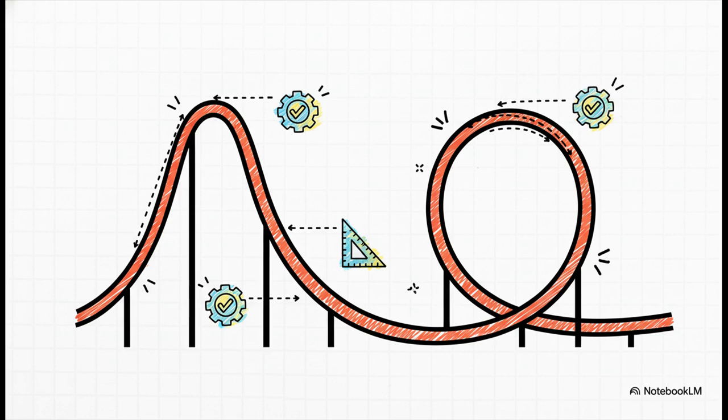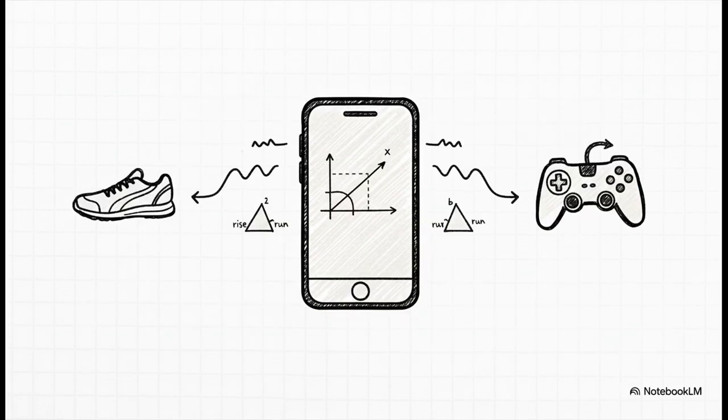Ever been on a roller coaster? Well, engineers are using derivatives to calculate the exact slope of the track at every single point. That's how they make sure all those twists, turns, and drops are not just thrilling, but also perfectly safe. And what about that phone in your pocket? The motion sensors that let you play games or track your steps. They're constantly calculating derivatives to understand how your position is changing from 1 millisecond to the very next.